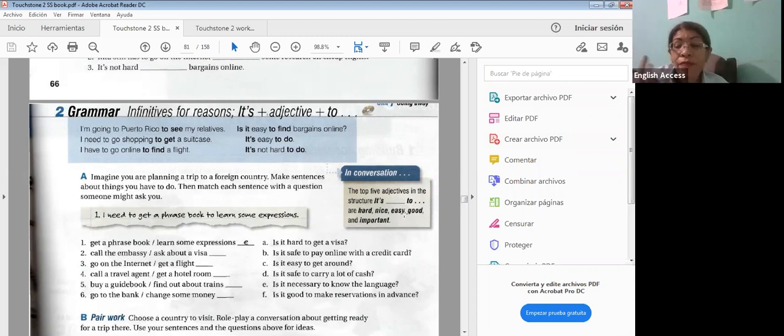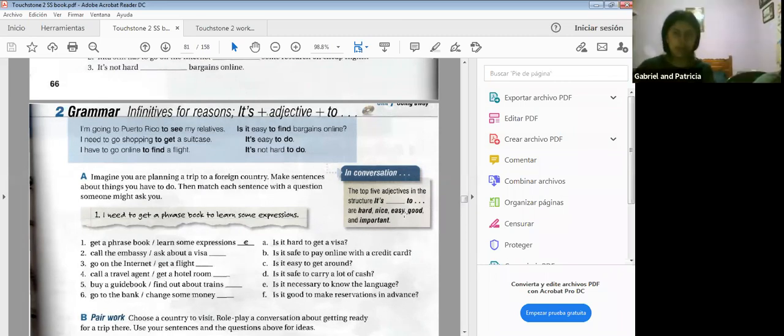Remember, we're using infinitives to give reasons. Infinitives. When we have to plus a verb. To see, to buy, to watch, to speak, etc. One more time. I'm going to Puerto Rico to see my relatives. The action is I'm going to Puerto Rico. And I have a reason to go to Puerto Rico, to see my relatives. Okay? Mira.